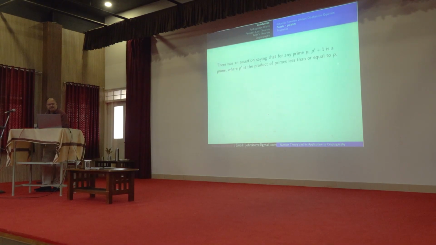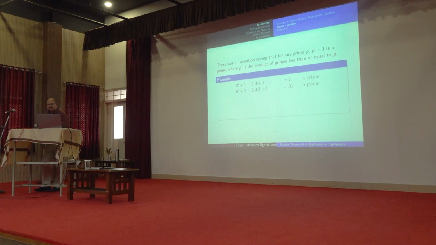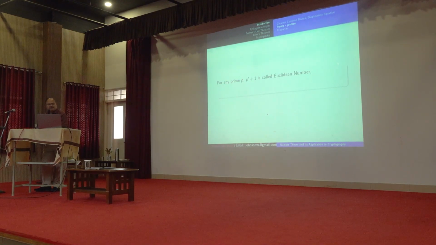So, this theorem's proof is given by Euclid. You know, it's almost 2000 years back that he gave the proof of this one. Okay, and these numbers are called Euclidean numbers. What are Euclidean numbers? They are of the type P dash, no? You see that P dash there. It means all primes, including P, you multiply. That is 2, 3, 5, 7, etc. Up to P you multiply and add 1 to that. That is called Euclidean number.